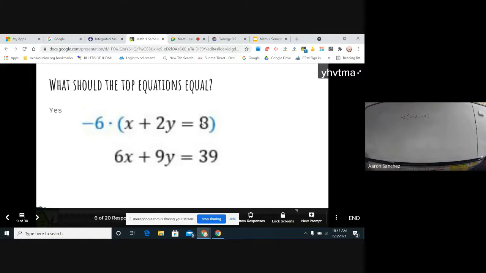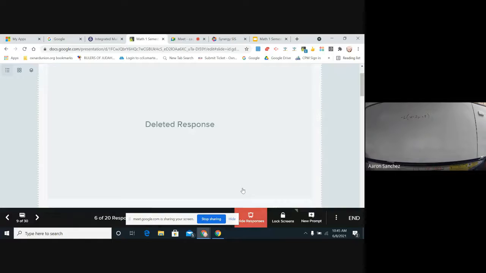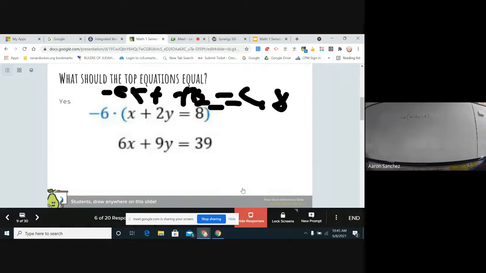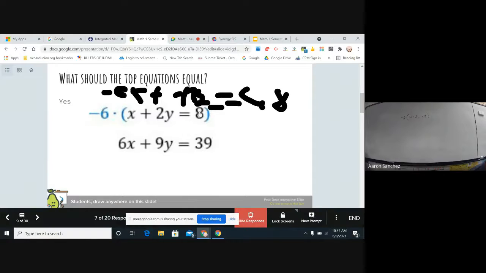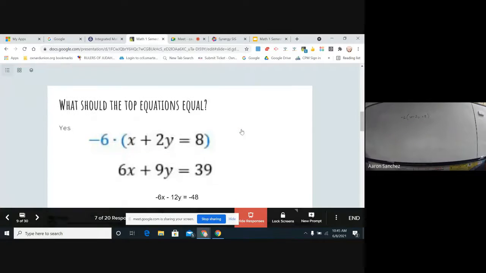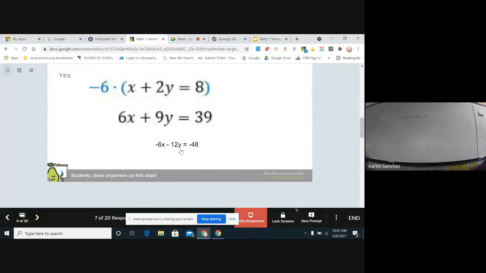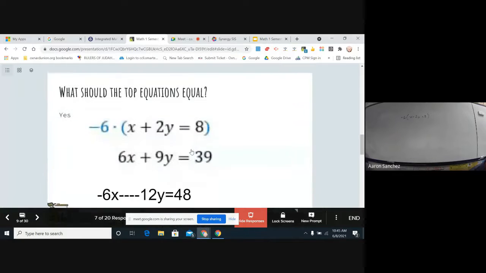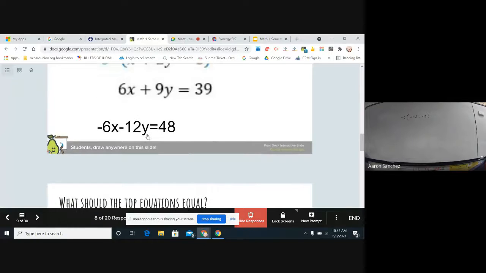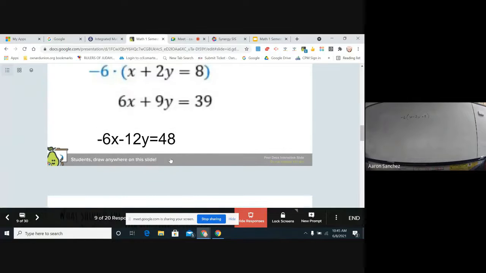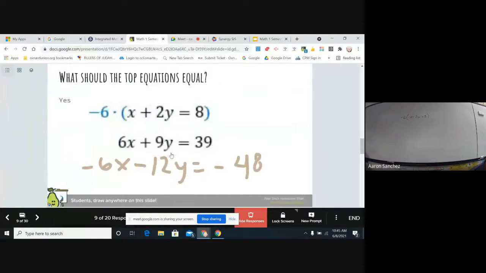Let's see what you guys got. Negative 6x. I can't tell. Oh, I think this one's correct. This needs to be negative. I can't tell if that 48 is negative. This is right: negative 6x minus 12y equals negative 48. That is correct. Don't forget this 48 should be negative. And negative 6x minus 12y. This one's correct.